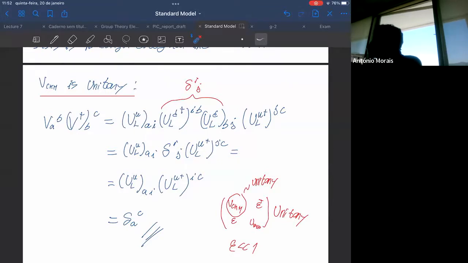No, not in CKM, but they can in the neutrino sector. But the philosophy would be the same. Again, the philosophy, yes, because the sterile neutrino is one thing that is with an epsilon that is almost zero. It's something like this. Exactly, the philosophy is that.